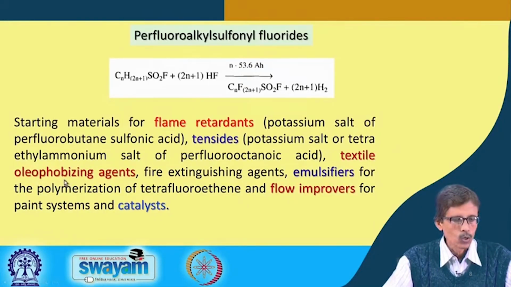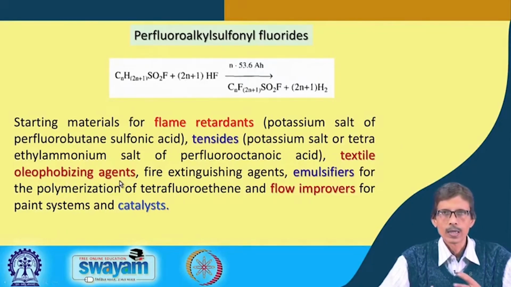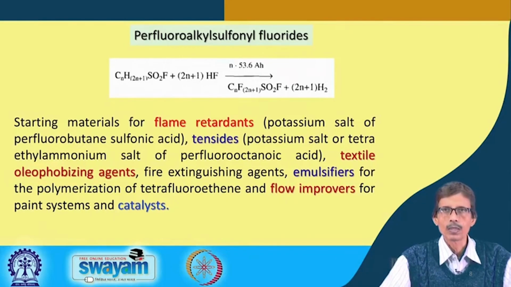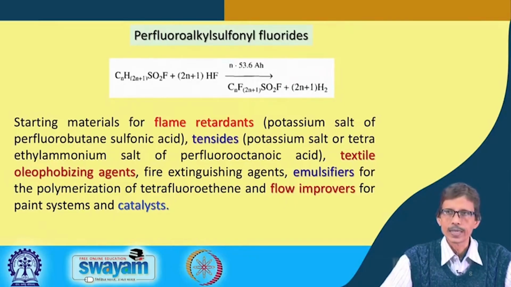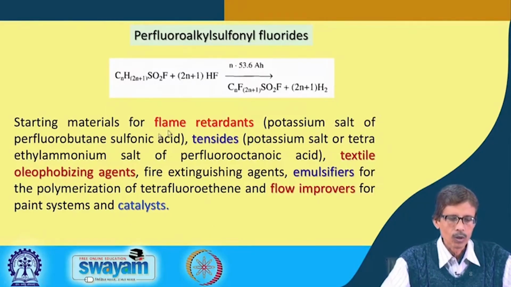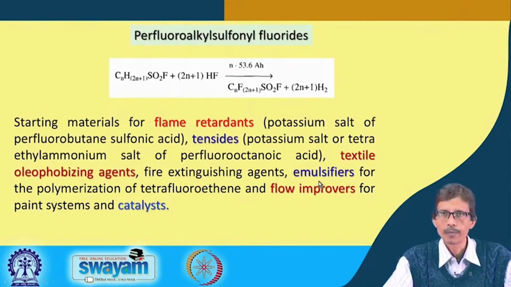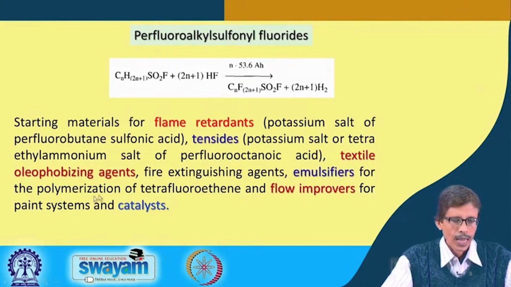Then textile oleophobizing agent. So, that is something we call oleochemicals. We know that oleophobizing agents are not related to wetting and all these things. So, it is a very sophisticated compound people make in the textile industry for improving the texture of the surface of the textile material. As already told, it is also a fire retardant, but it can also extinguish fire. So, that is why it can be used as a fire extinguishing agent. It is a very good emulsifier in making paints and other things. And it is used for the polymerization of tetrafluoroethene.